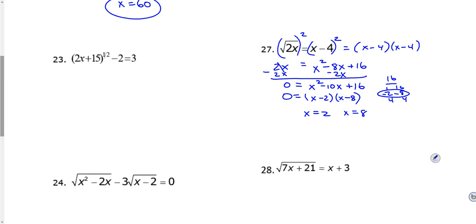So we just go back and double check. If I put in the 2 right here, 2 times 2 is 4. Square root of 4 is 2. If I put in the 2 right here, 2 minus 4 is negative 2. So that actually doesn't work. So this one is extraneous. And I go back and double check if I was to put in the 8. If I put 8 right here, that's 16. Square root of 16 is 4. If I put in 8 over here, 8 take away 4 is 4. That works out. So this one's okay.